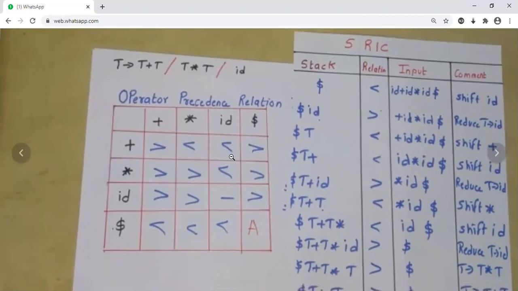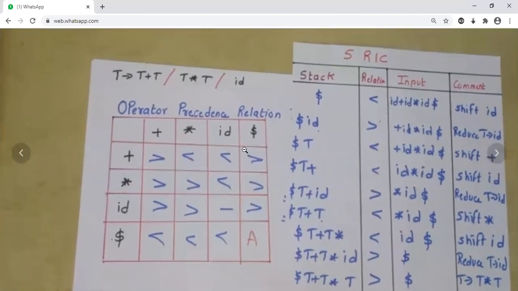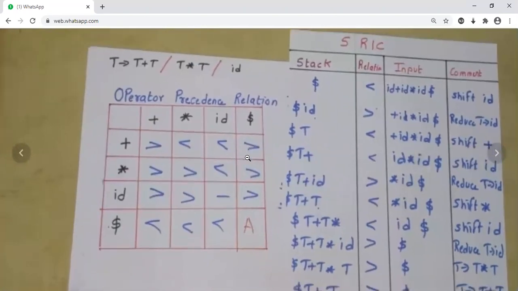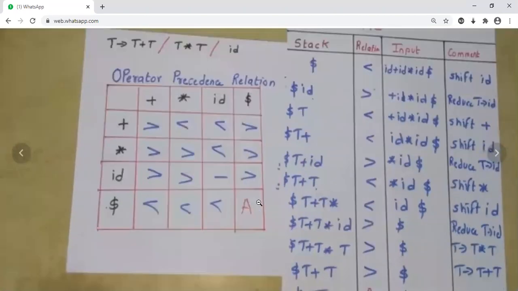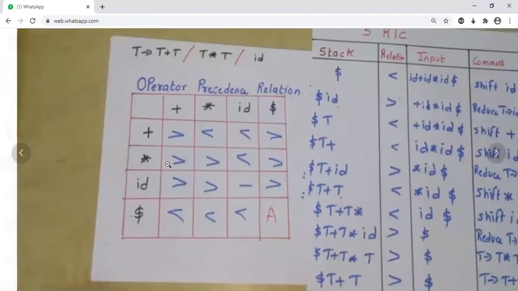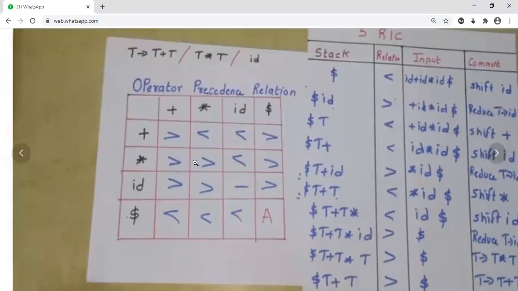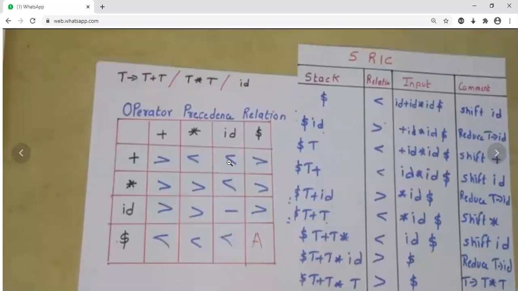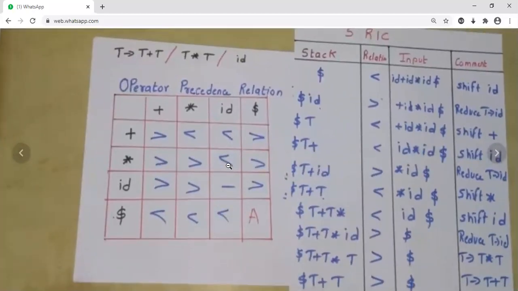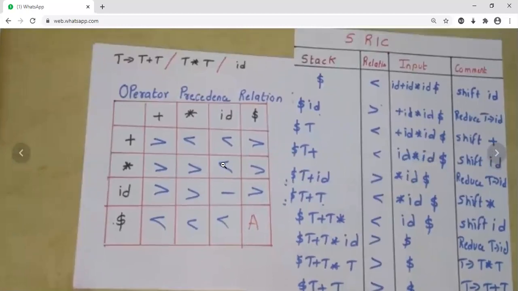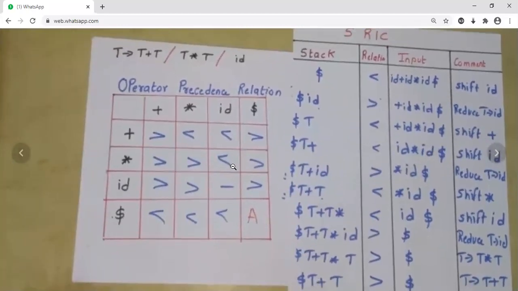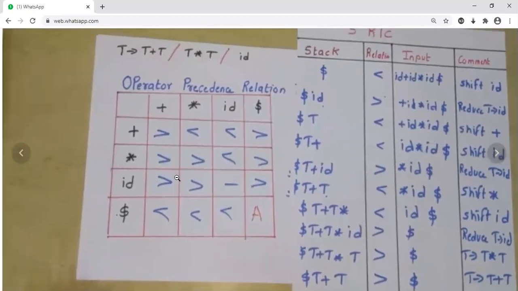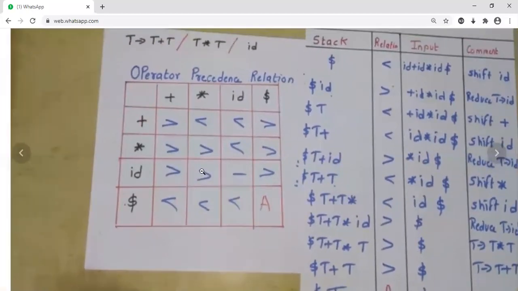So id has greater precedence than plus, and plus is greater than dollar, so dollar has lesser. In the same way, asterisk has greater precedence than plus, and asterisk is left associative. This is the symbol that we put over here. Id always has the upper hand over the rest of the terminals, so id has higher precedence than asterisk, and dollar has lesser precedence than asterisk. This is the way we put it over here.